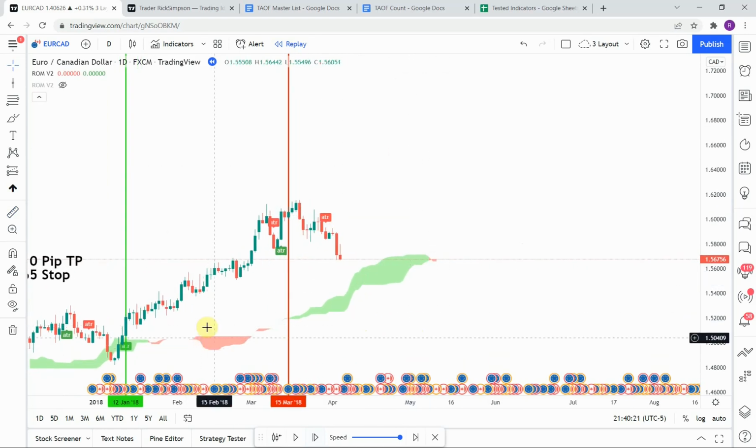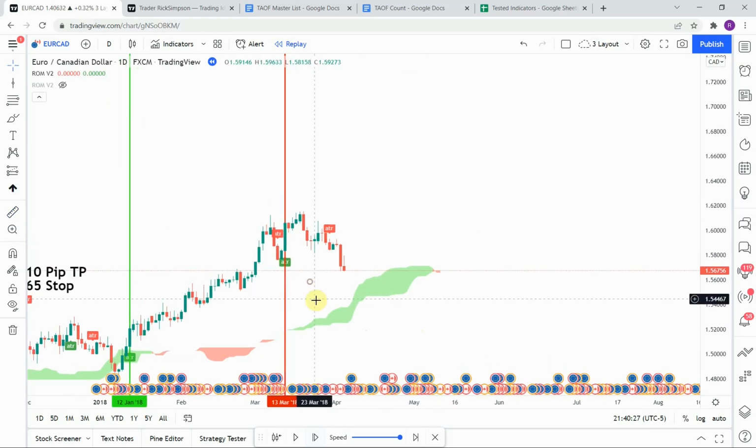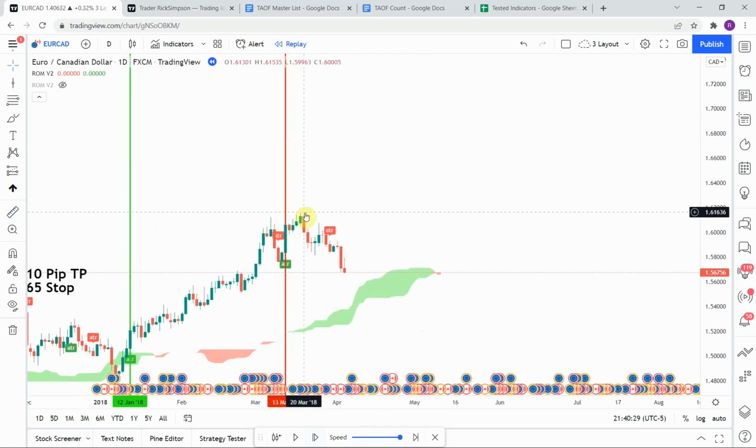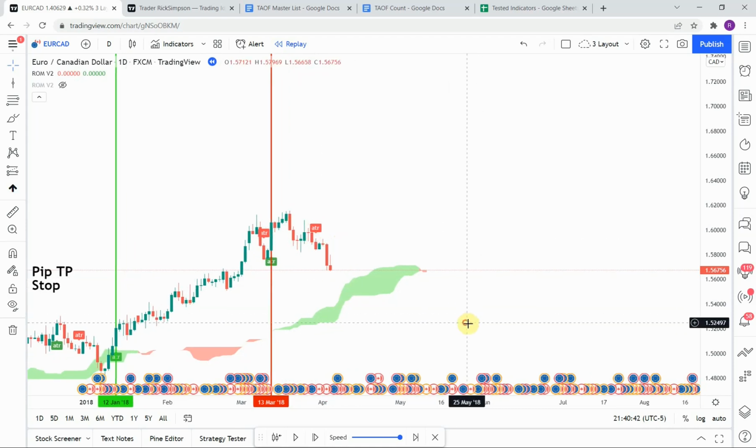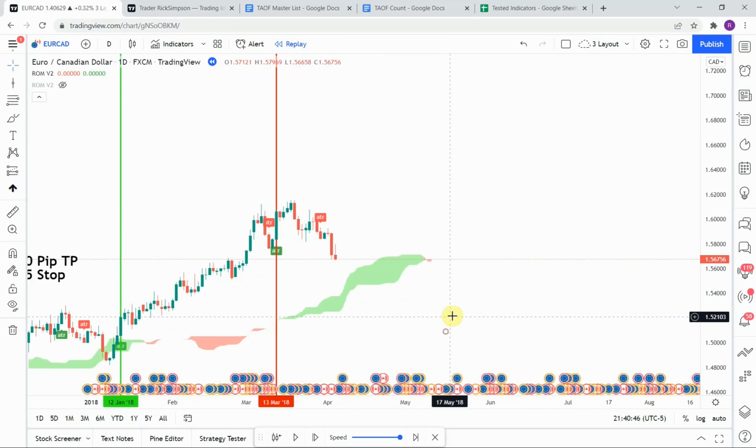So the second signal that we picked up was a long signal again right here on this one. I moved my line there. There we go. Right here on this one, we push up. We get really close to our take profit. Really super close. But unfortunately, it just barely misses it before price rolls over and stumbles its way down, stopping us out on that one.